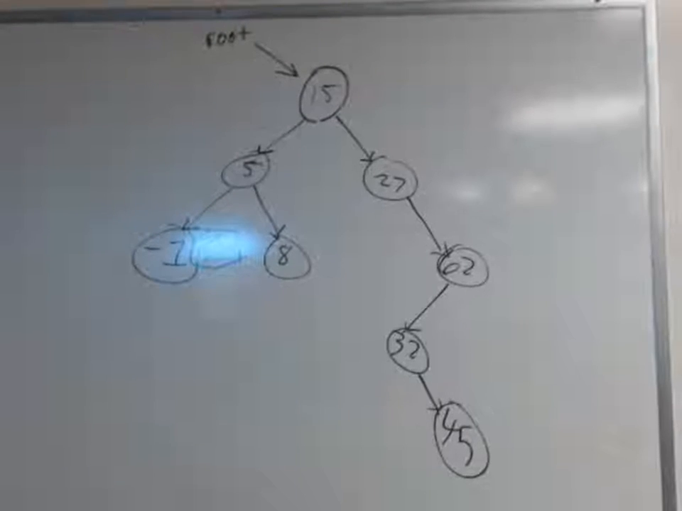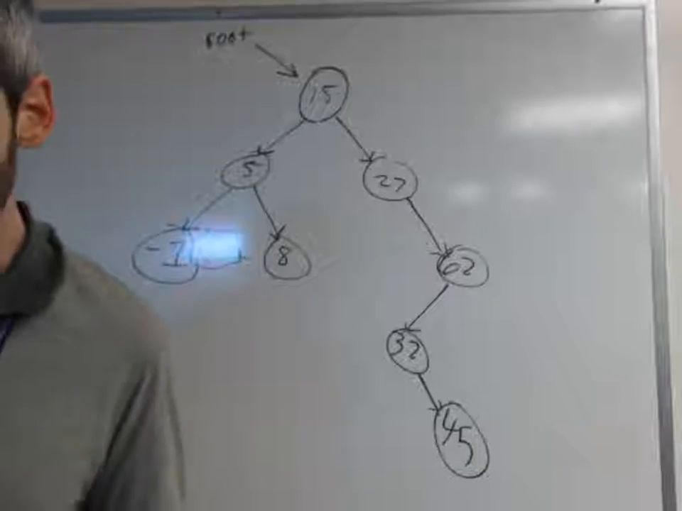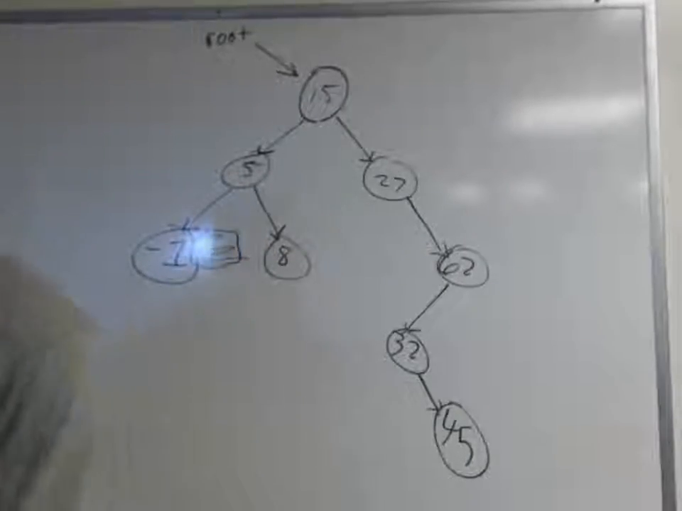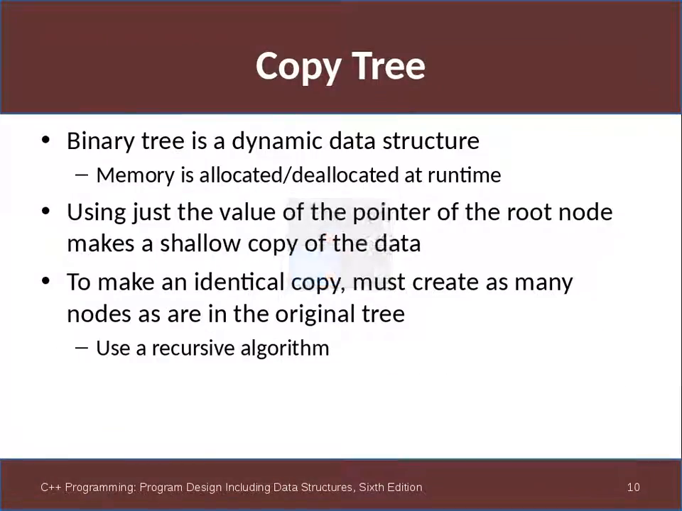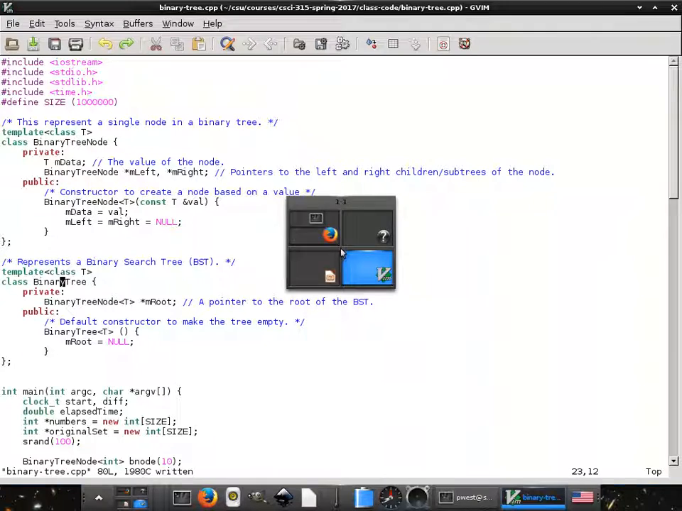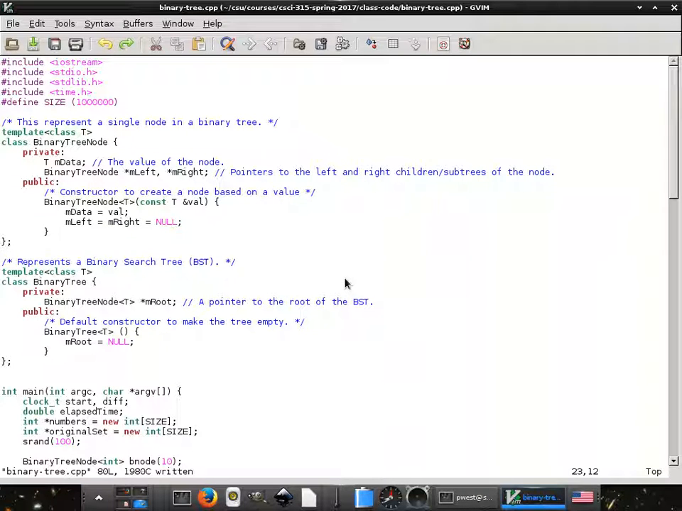I'll try and remind you of this terminology again, but it is important to keep it straight because it's what you're going to use to do your big O analysis of a binary search tree. So don't be silly, get it right. A binary tree is a dynamic data structure because memory is allocated and deallocated at runtime. Let's go ahead and do a put function.